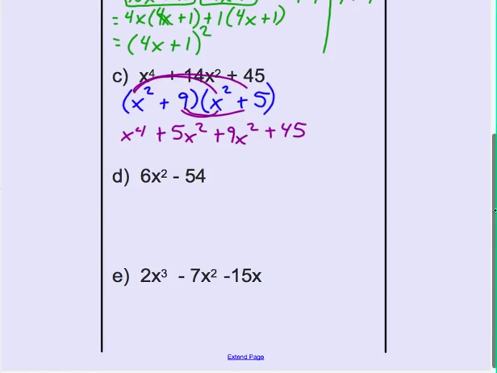Next one, I'm going to look for GCF first, which I see as 6. And then we have difference of squares. We have (x - 3)(x + 3).